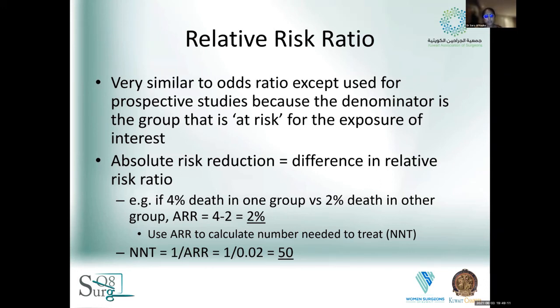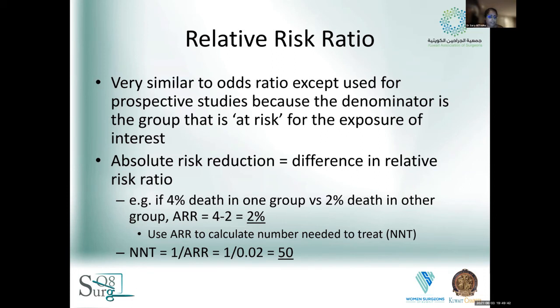Two things I want you to calculate if you're interested in looking at whether the results have any clinical meaning, okay? One is the absolute risk reduction. And it's actually quite simple. You're just looking at the difference in the risks. So if there was 4% death in one group versus 2% in the other group, then it's 4 minus 2, which is 2%. So absolute risk reduction is one risk minus the other.